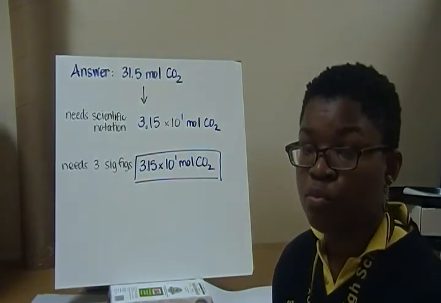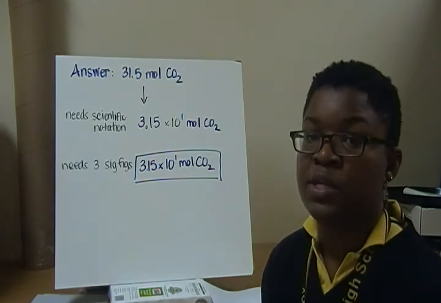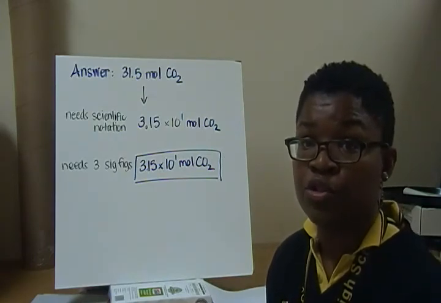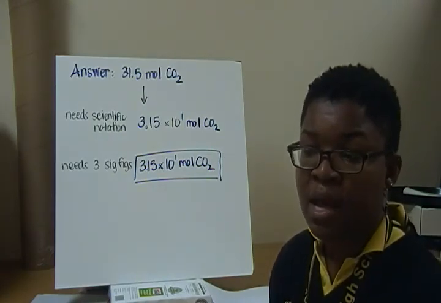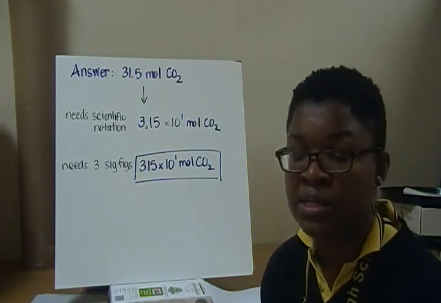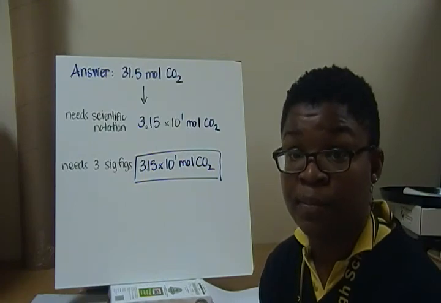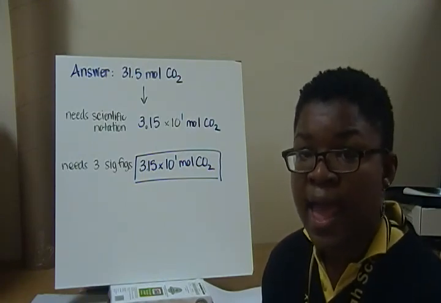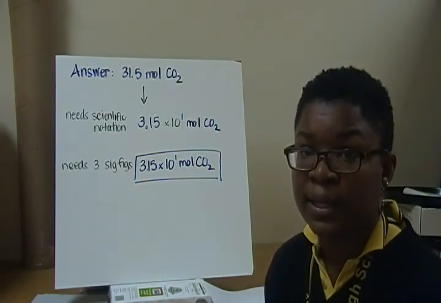Continue to try mole-to-mole problems. Anytime you see a known of moles and an unknown of moles, you know you're on the right track. And keep practicing. This particular topic is all about practicing. Make sure you have your mole map and your periodic table and a calculator. And as long as you practice, you'll eventually get it.